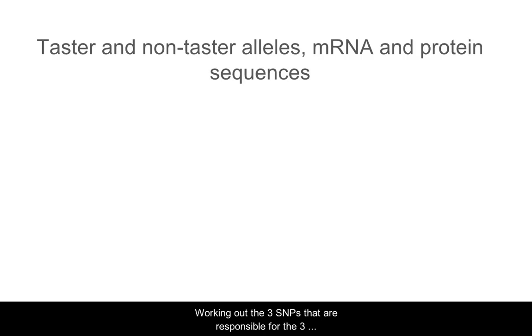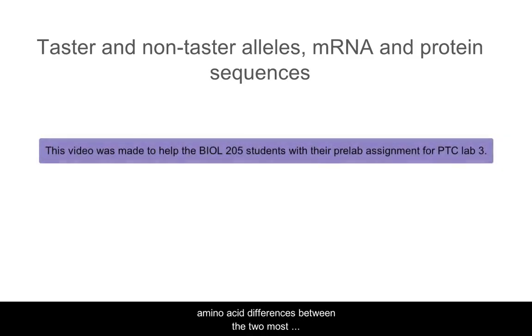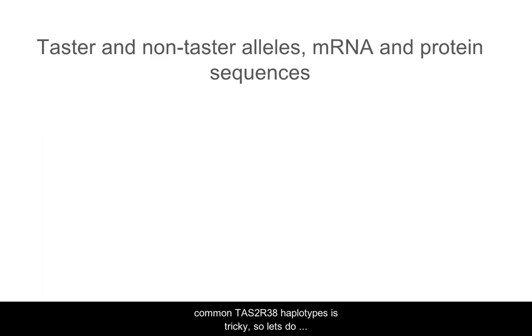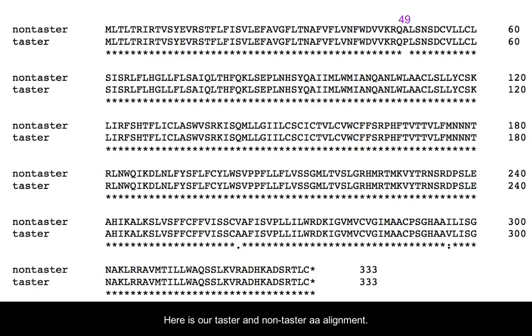Working out the three SNPs that are responsible for the three amino acid differences between the two most common TAS2R38 haplotypes is tricky, so let's do the first amino acid difference together. Here is our taster and non-taster amino acid alignment. We can see that the first amino acid difference is at position 49.